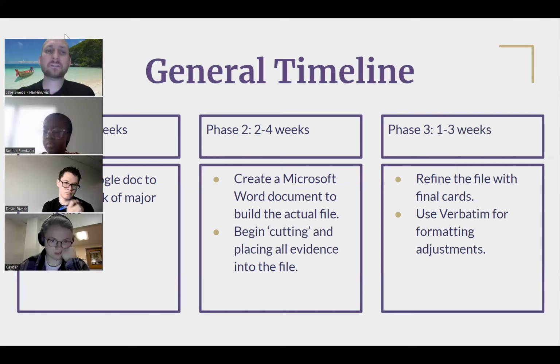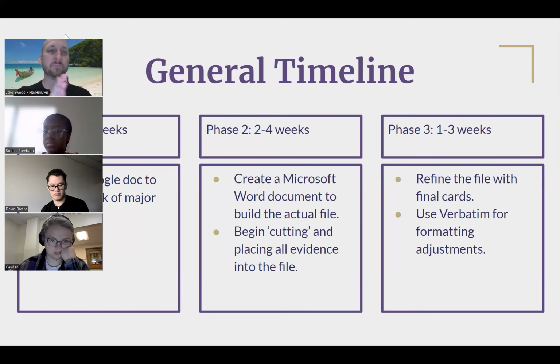Phase 2. This is when we're actually going to create the Microsoft Word document with Verbatim to build the actual file. So we're going to create the argument structure, the argument skeleton, and then start filling in that skeleton with a bunch of cards to flesh it out, right? Once we get through that bloat expansion phase, we're going to whittle down all of those cards into the 3 to 5 per subtopic per side that we want.